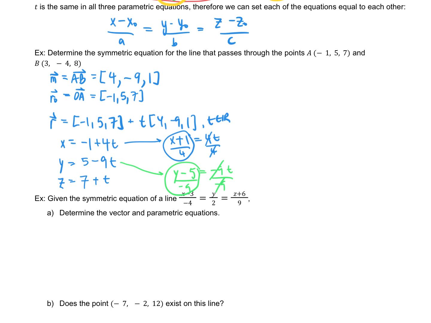But you could have also isolated so that it was 5 minus y divided by positive 9, that would be perfectly fine. But then your denominators wouldn't show the direction vectors, which is, of course, fine. And then z minus 7 equals t. So now I'm going to set all of these equal to each other. So x plus 1 over 4 equals y minus 5 over negative 9 equals z minus 7, technically over 1. And that's it for your symmetric.